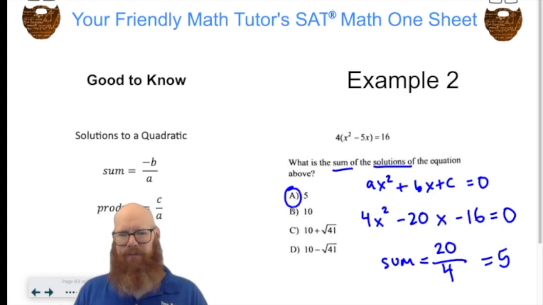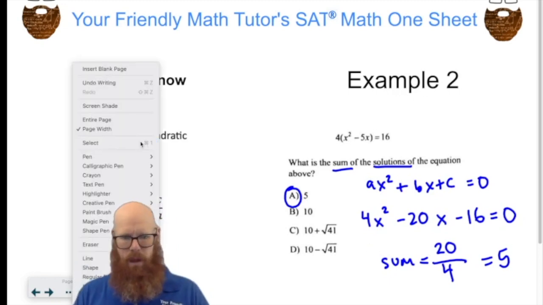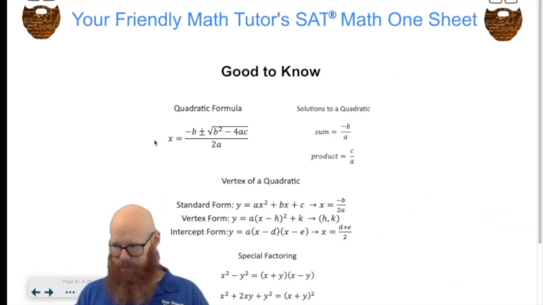That's why I also have this one here. But since the sum of the solutions is much more common, that's why I chose to use this one as our example for this problem. All right, let's keep it going.